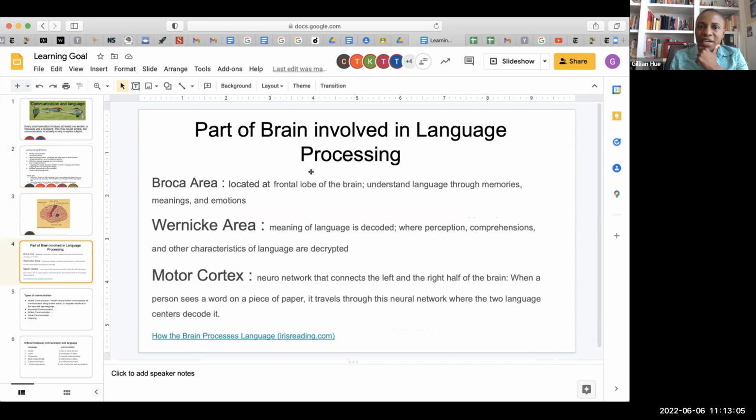So I see here that you plan to go over the different areas of the brain and the role that they play in how the brain processes language.